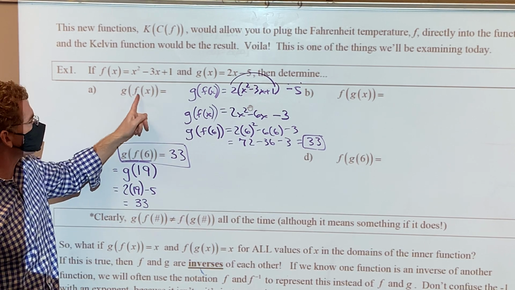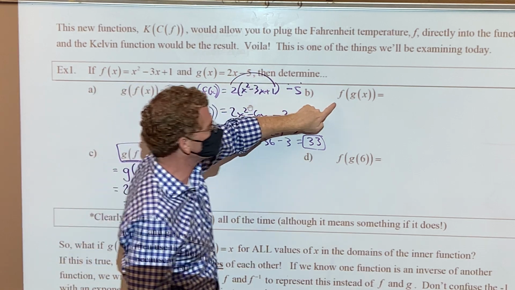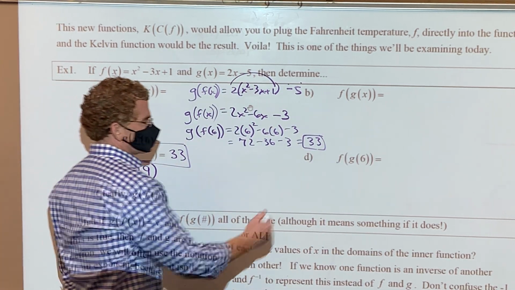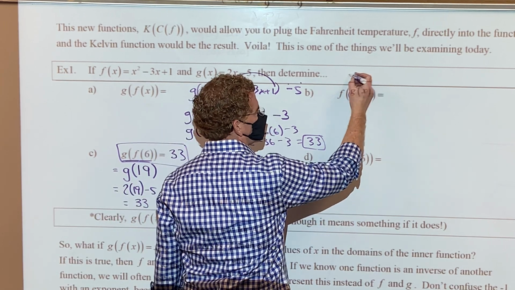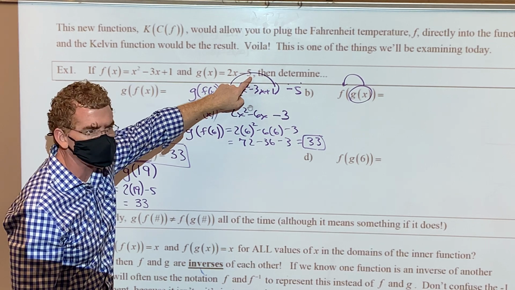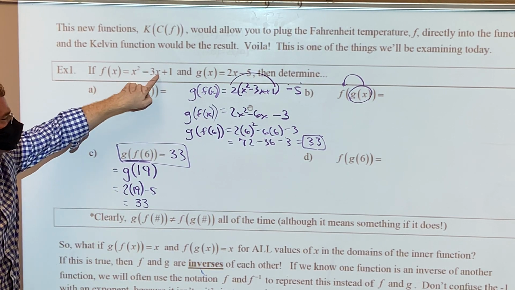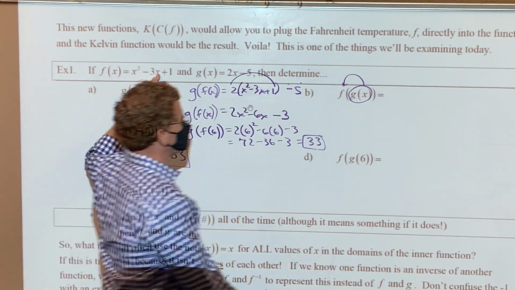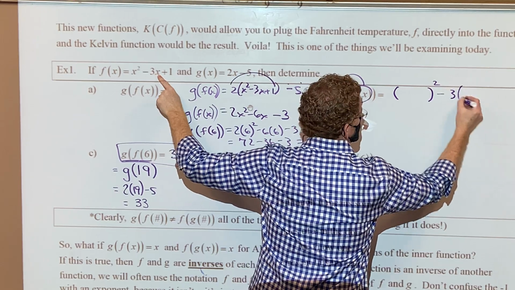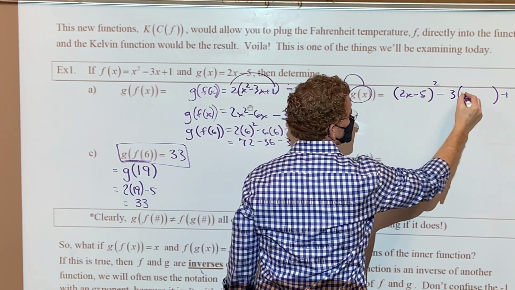Now, if I say g of f of x, you'll notice I put the f of x function into the g. What do I do if it's f of g of x? I take the g of x function and I plug it into the f. So in this case, I would take the 2x minus 5 and plug it where? x squared and 3. So in there and in there. So here's my g of x, 2x minus 5.